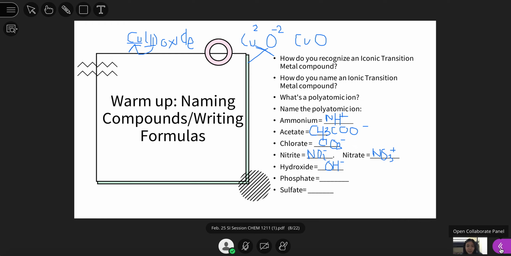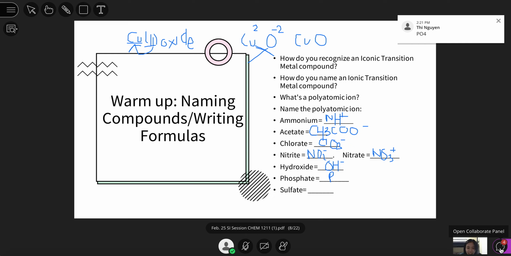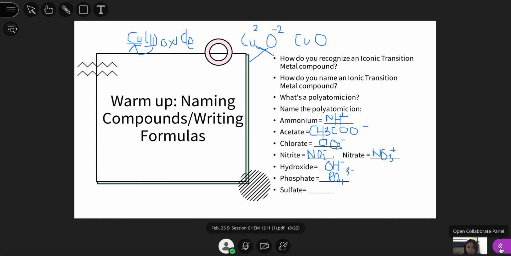So phosphate, what's phosphate? Yes, PO4, exactly. And then do we know the charge on top? Because that's pretty important too. Because it's PO4, right? Yes, 3. It's actually 3-. And so what about sulfate?